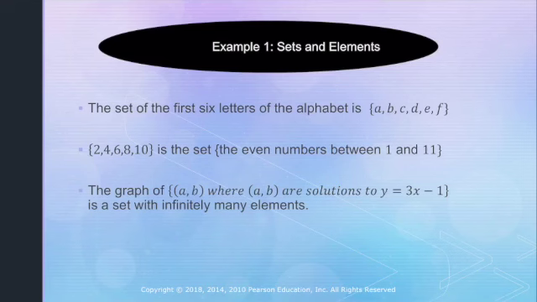So here are some examples of sets. I have the set of the first 6 letters of the alphabet, the set of the first 6 even numbers. It's also neat to know that graphs of lines are sets. So the graph of a line, where the points are all the solutions on this line, is a set with infinitely many elements, right? Because it goes on and on forever. It's true for all real numbers.